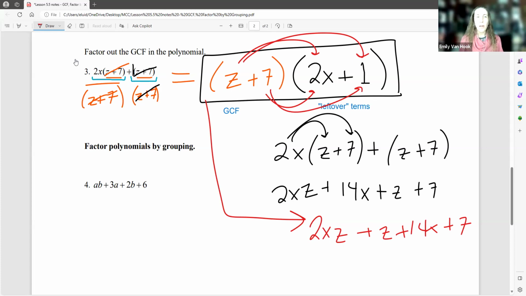So I've said this before, I don't usually fully check every answer for a factoring problem, but I just want you to know that you can always check by distributing or always check by multiplying. I'm going to scroll down. So I guess what I want you to know now is if you can factor out a GCF that has parentheses, then now we're ready to move on to a new type of factoring, which is called factoring by grouping.